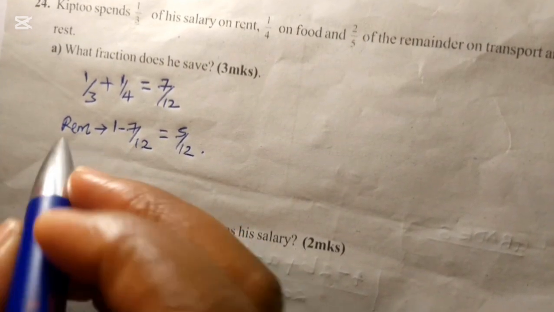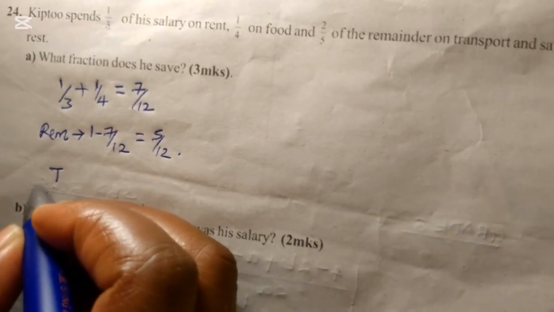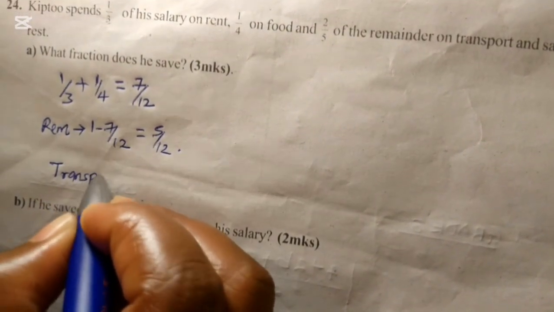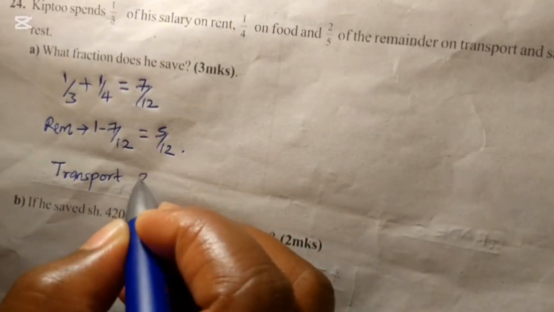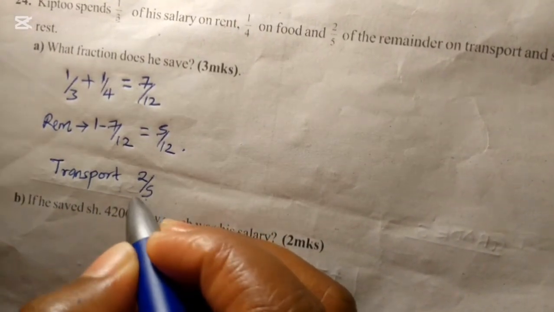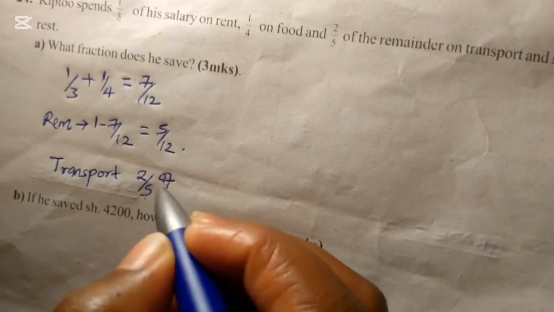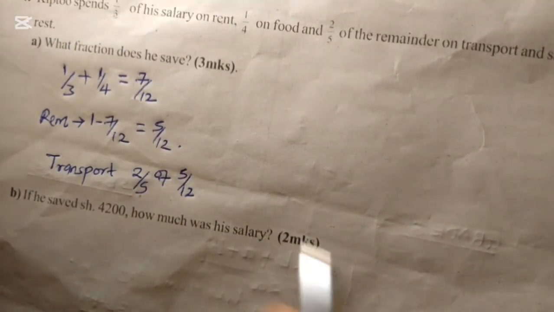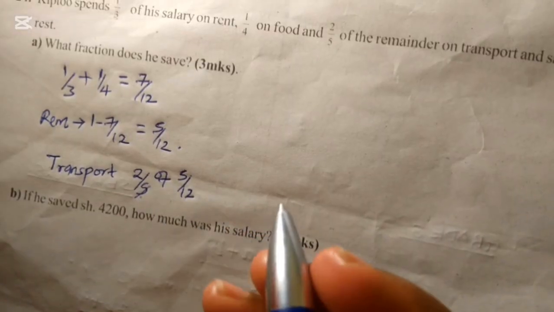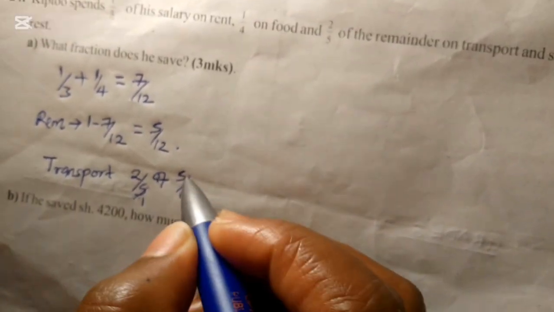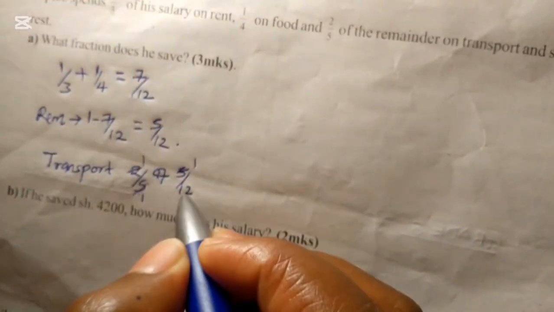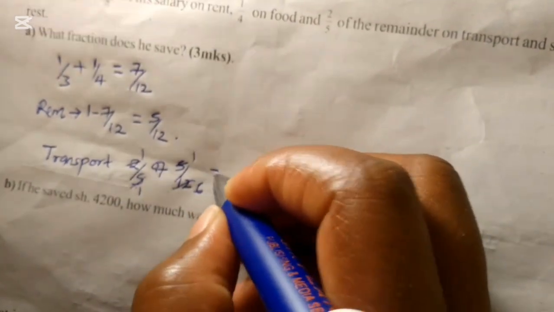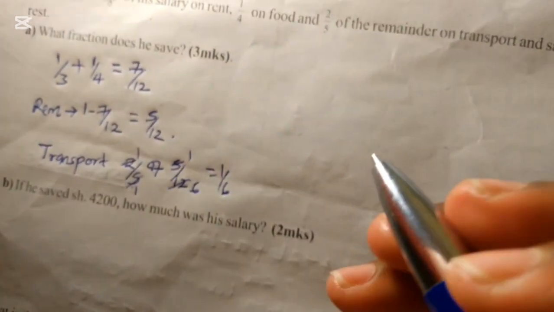So from the question, transport is 2/5 of the remainder, and the remainder is 5/12. Of is treated as multiplication. So by 5 1, by 5 1, by 2 1, by 2 6. And therefore this is 1/6 on transport.